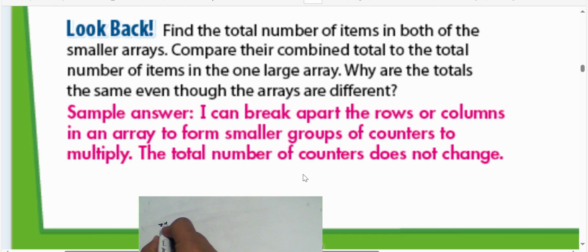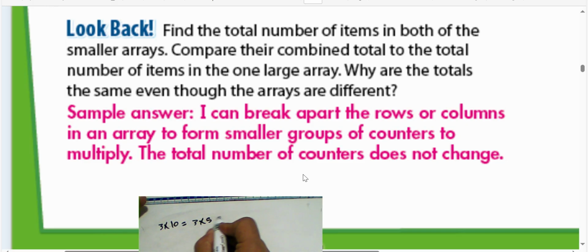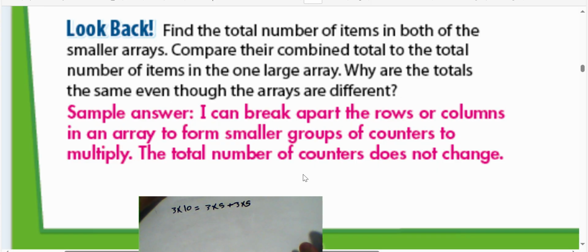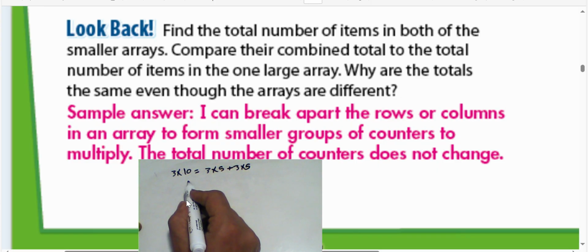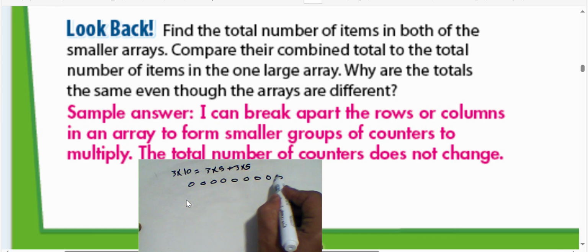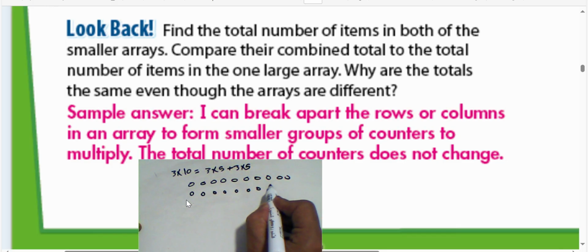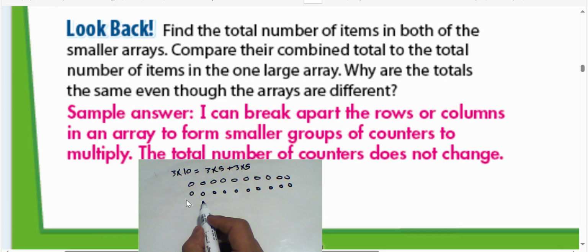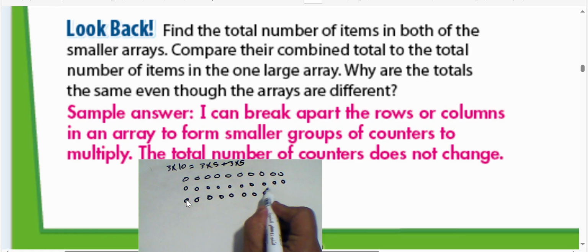What about 3 times 10? We can write 10 equals 5 plus 5, like this: 3 times 5 plus 3 times 5. And what about this example? 3 times 10, we can draw 3 rows. Each row contains 10 elements, 1 2 3 4 5 6 7 8 9 10, and also the second row, and also the third row.